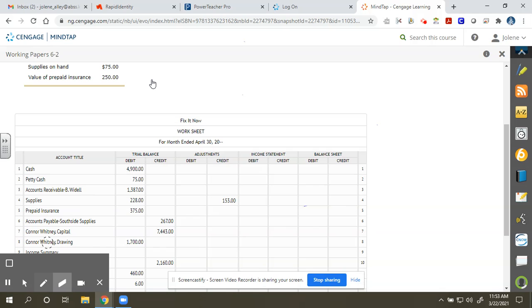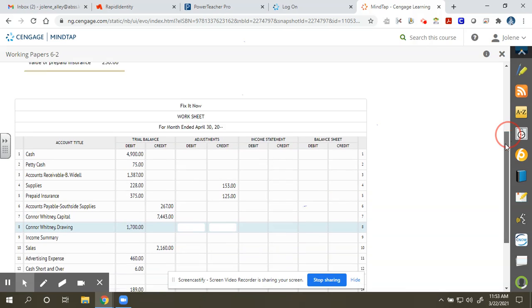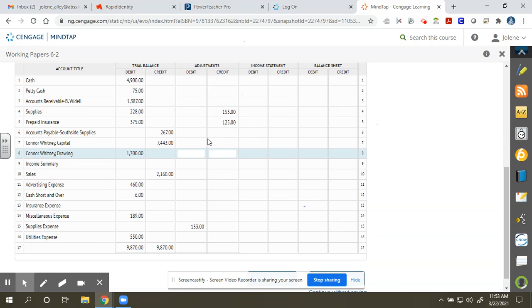Now we'll go here to prepaid insurance and I'm going to type in 125 because that's how much it was reduced for the month of April. Now it's in credit, but I have to put it in the debit column as well. Down here, insurance expense, 125. Okay, so now my debit equals my credit for my insurance and for my supplies.